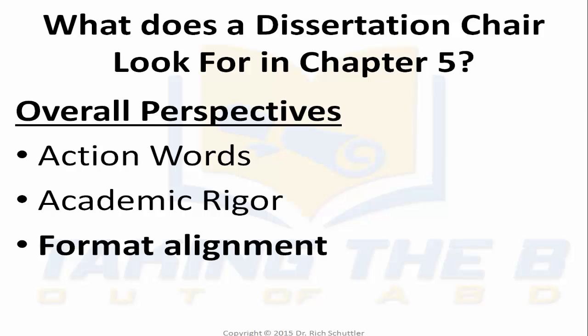Oftentimes what I'll do, and I encourage you to do the same exact thing, when you get your chapter 5 done, in your Word document, reduce the size of the word choices so you can see the whole document. Instead of 100% or 120% where you're just looking at one page, reduce it down to maybe 20 or 30%. And you'll be able to see 5, 6, 7, 8 pages at the same time on your screen of your computer or your monitor if you have a monitor. And you can look at the format.